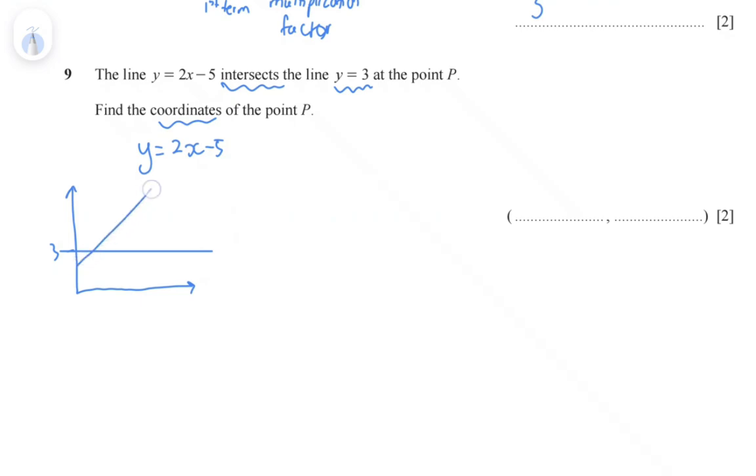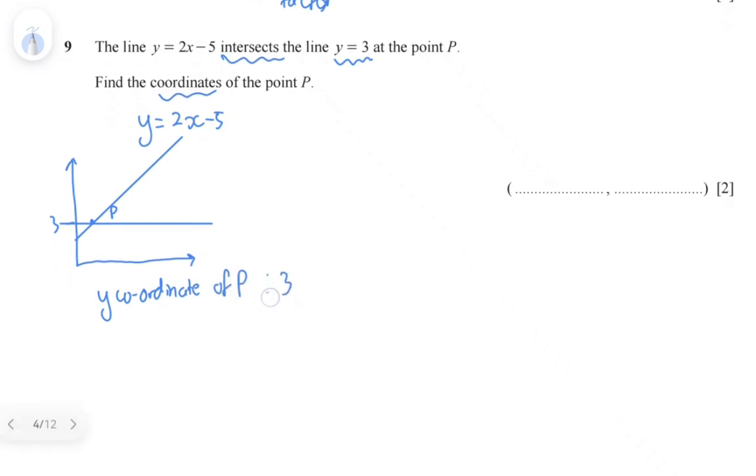The line crosses at point P. This is P. So we can tell from this that the y-coordinate of P is 3. So with this, we can find the point on this line where y equals 3 by substituting it.